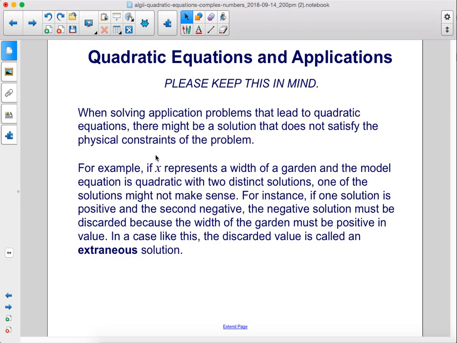with two distinct solutions, one of the solutions might not make sense. For instance, if one solution is positive and the second negative, the negative solution must be discarded because the width of the garden must be positive in value. In a case like this, the discarded value is called an extraneous solution.